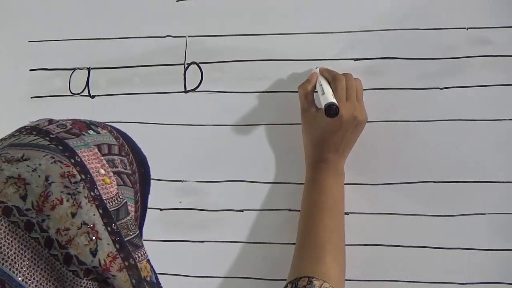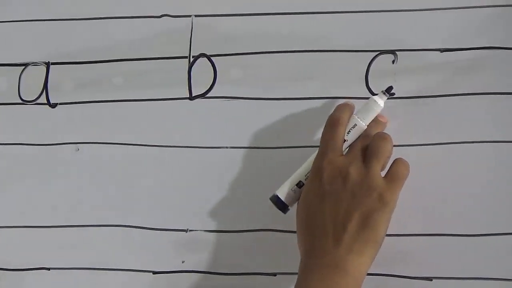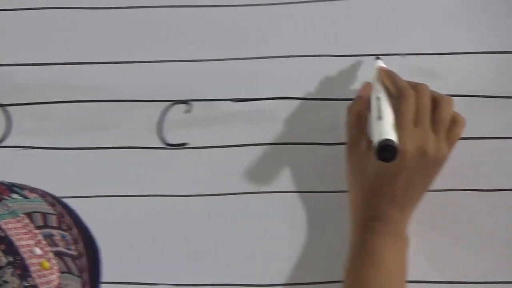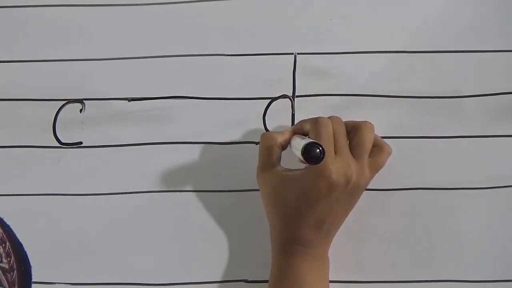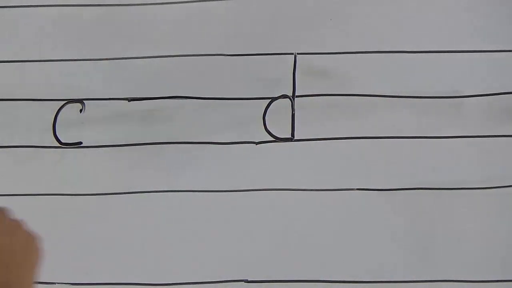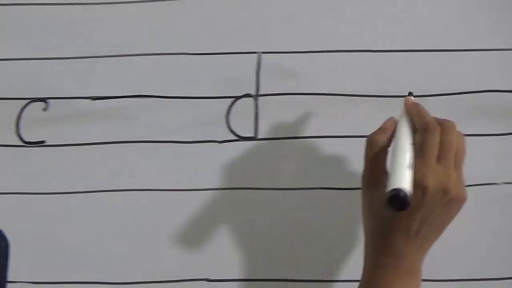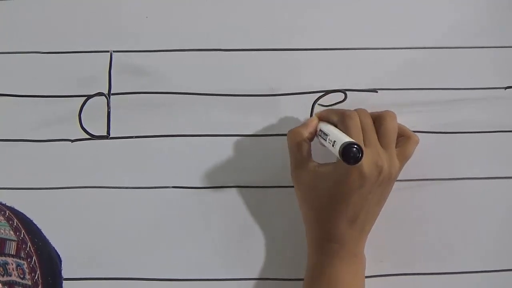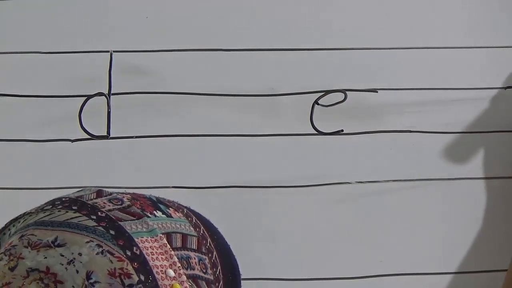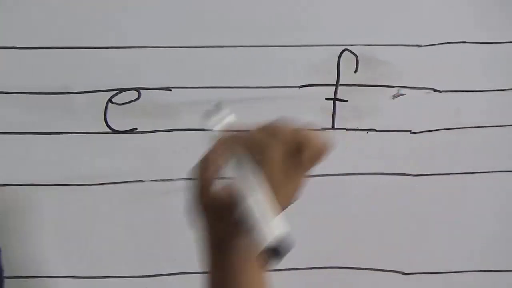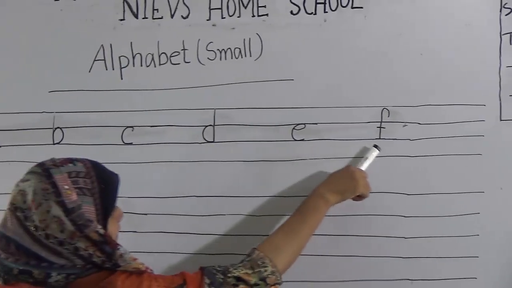Then c. C will be in the middle level. Then d. Like b, d will be upper level to lower level. Then e. f. a, b, c, d, e, f.